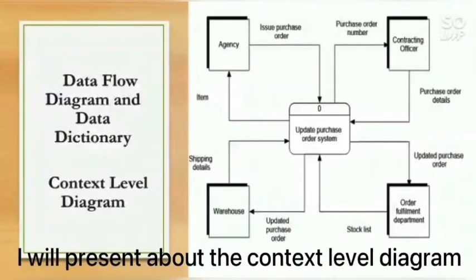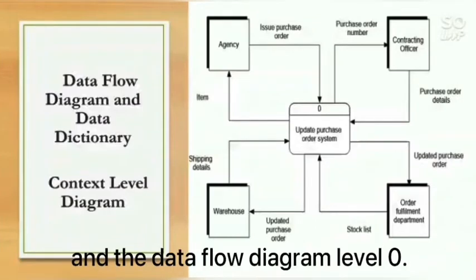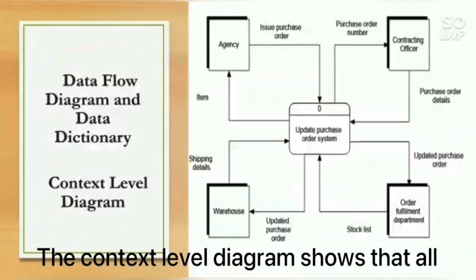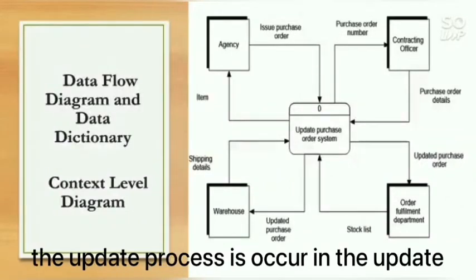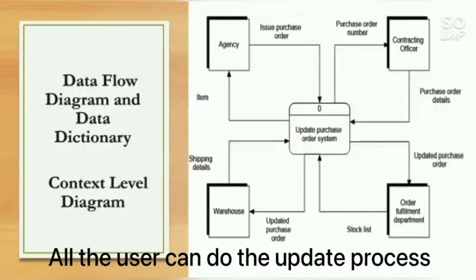I am Chu Jiaying. I will present about the context level diagram and the data flow diagram level 0. The context level diagram shows that all the update processes occur in the update purchase order system. All the users can do the update process.